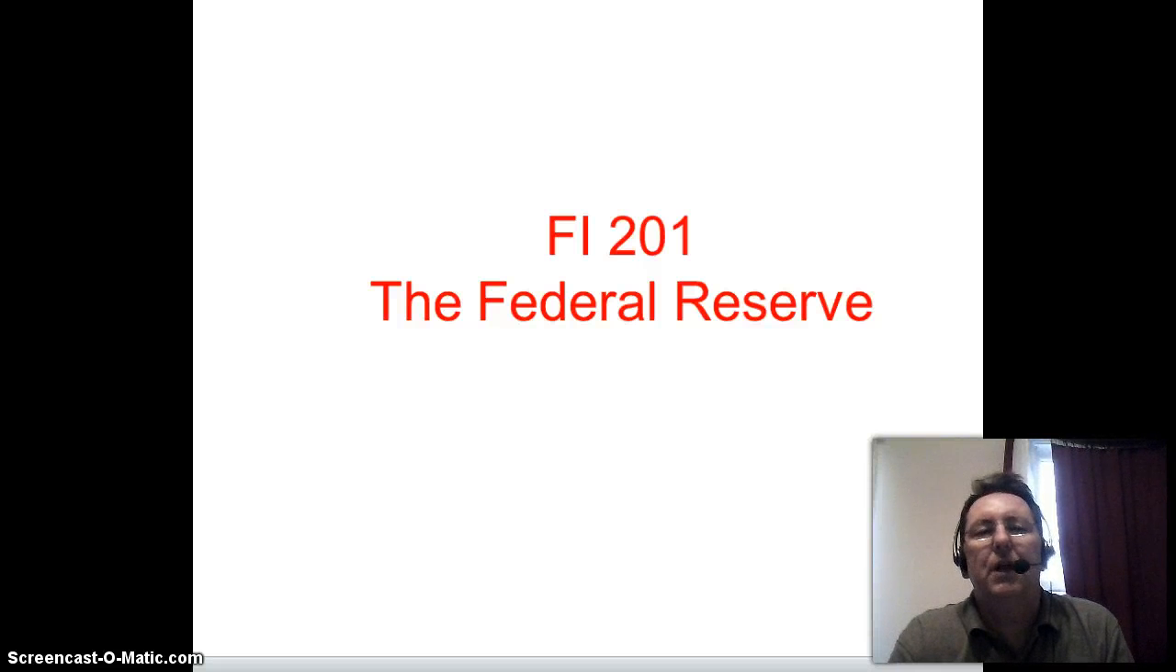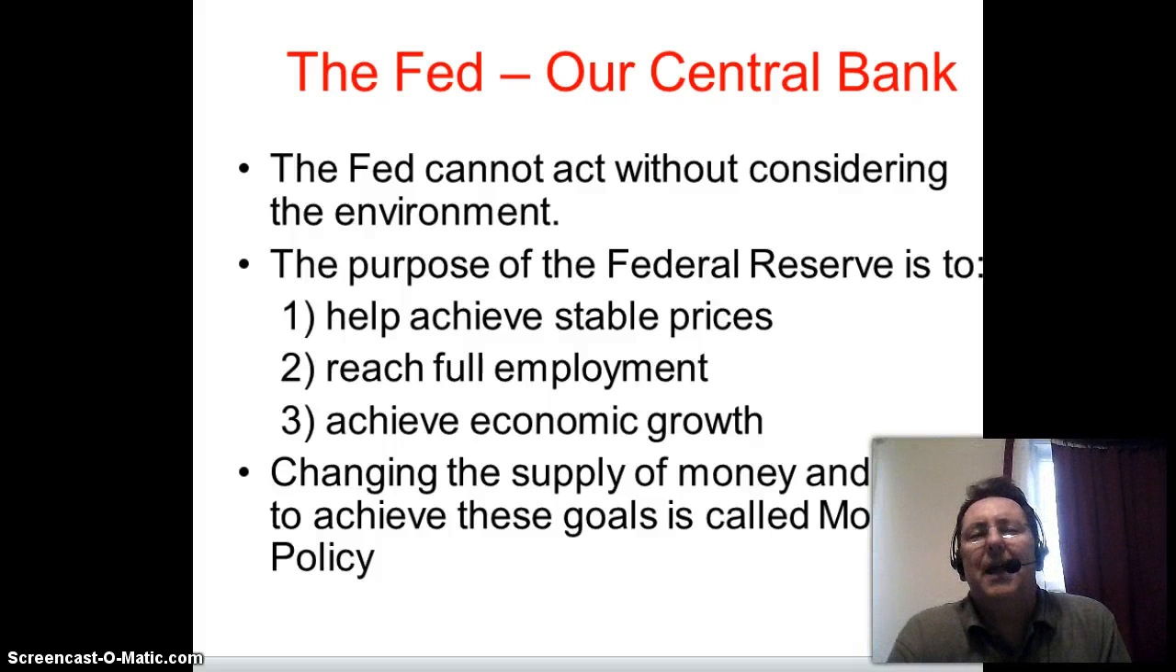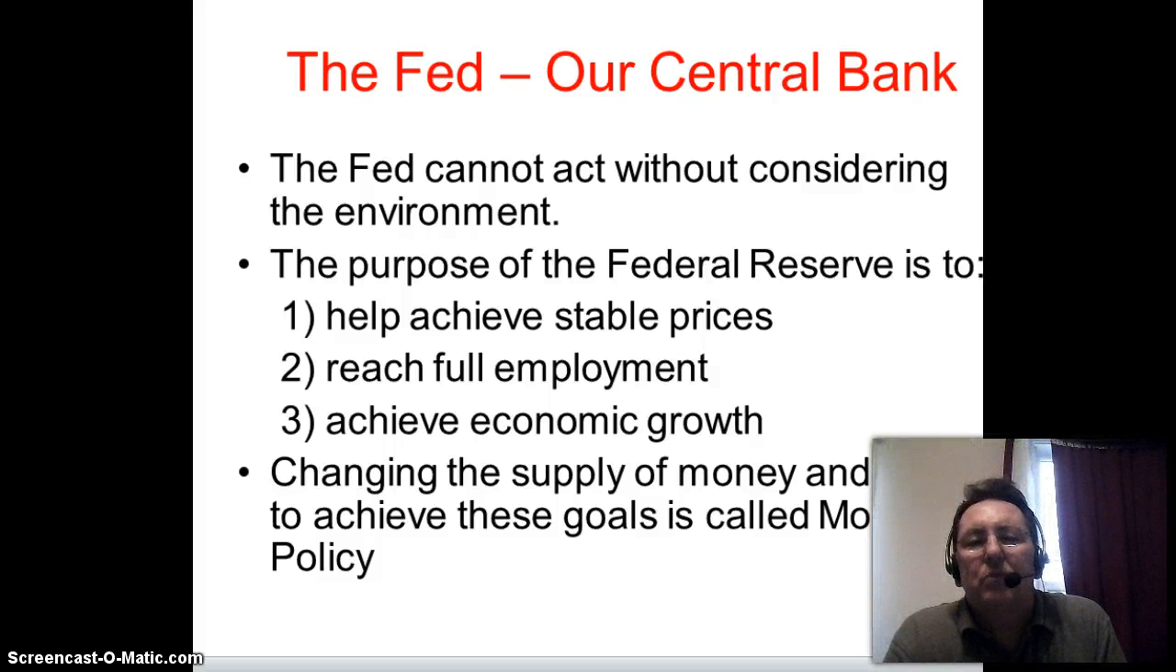This afternoon's lecture covers the Federal Reserve. The Federal Reserve is our central bank. In the U.S., the Fed cannot act without considering the environment. The Fed has three main purposes. The first is to help achieve stable prices through maintaining low inflation. The second is to reach full employment, and typically that's defined as having an unemployment rate of 5% or less. And the Fed is also marshaled with achieving economic growth. The Fed typically strives to achieve economic growth of 2 to 3% per quarter.